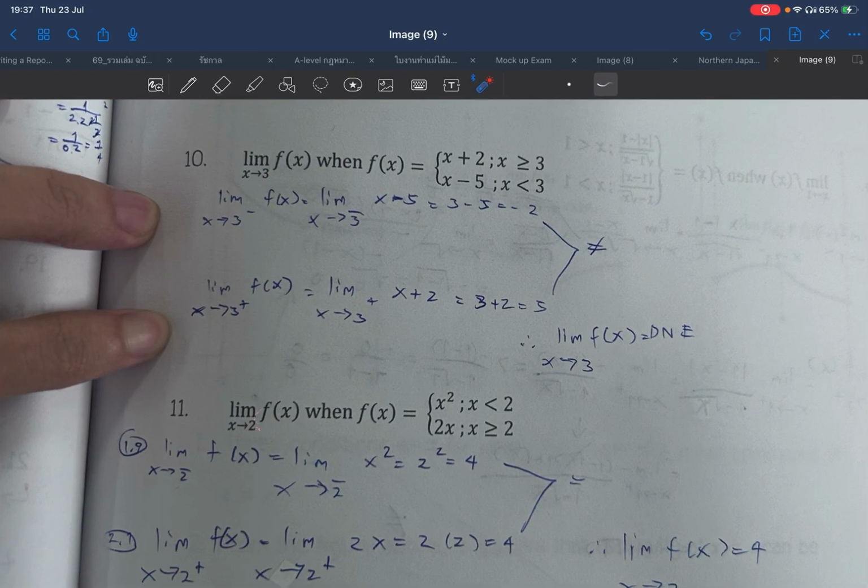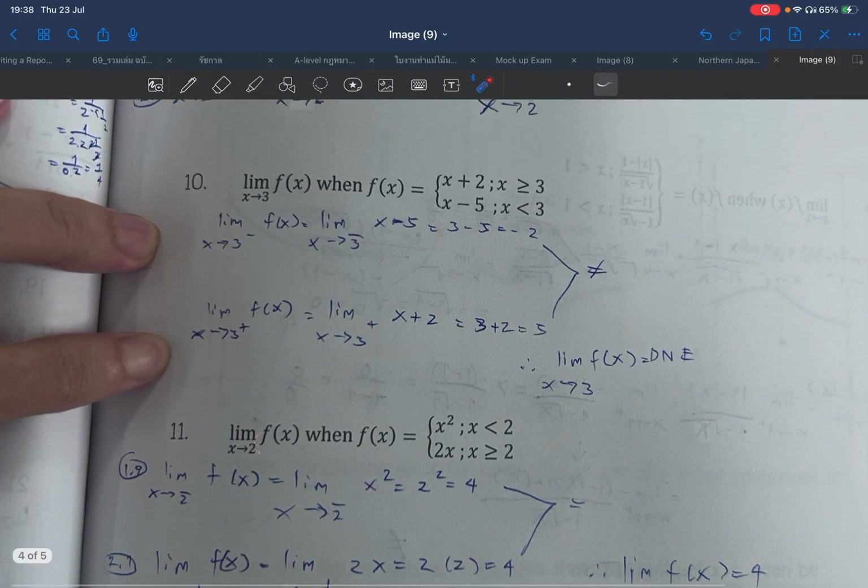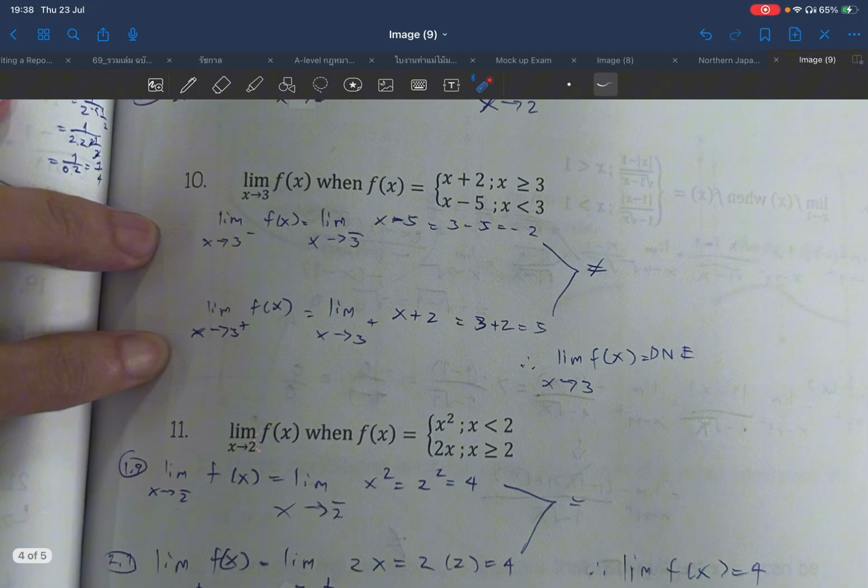The limit of f(x), where f(x) equals x plus 2 for x greater than 3, and f(x) equals x minus 5 for x less than 3. Alright, so for the left-hand limit, substitute x equals 3 into x minus 5 to get 3 minus 5 equals minus 2.